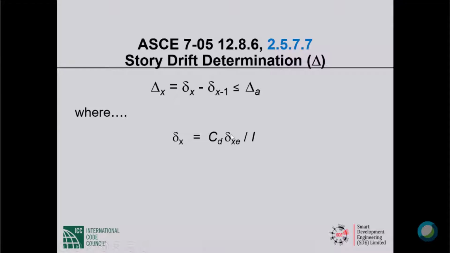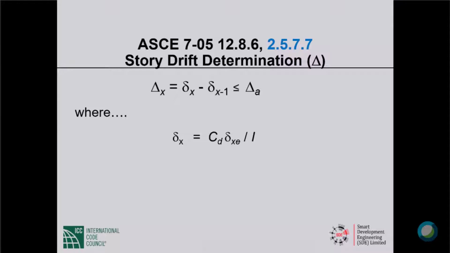The C sub D delta sub xc divided by I is denoted by delta sub x. That delta sub x at the top of a story minus the same delta sub x at the bottom of the same story is the interstory drift, capital delta sub x, for story x, which is the story directly underneath floor level x, has to be within tolerable limit delta sub a. Okay, so everything I said is terribly, terribly important.